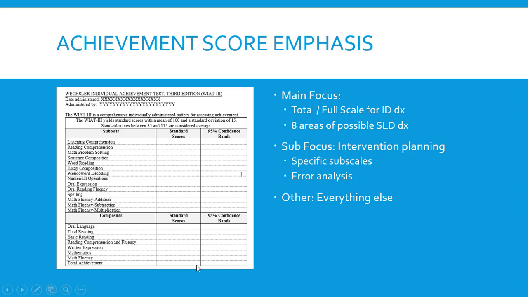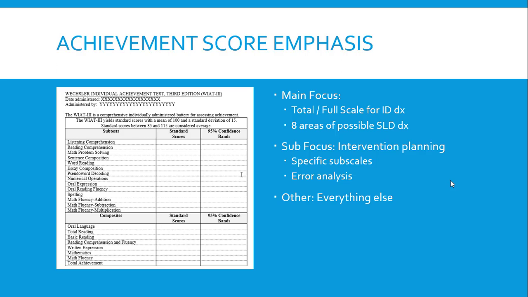So we put it here and we interpret it, but that's not where our focus is, and that's not where we're going to spend a lot of time on intervention planning and things like that. We do have the sub-focus. The first is to make a diagnosis. The second is to plan some sort of intervention. So within intervention planning, it's twofold. One is, does the child have a learning disability in one of the 8 areas, and do we want to place them into a special education classroom? So those specific subscales, you'll use subscales related specifically back to one of those 8 areas of learning disability.